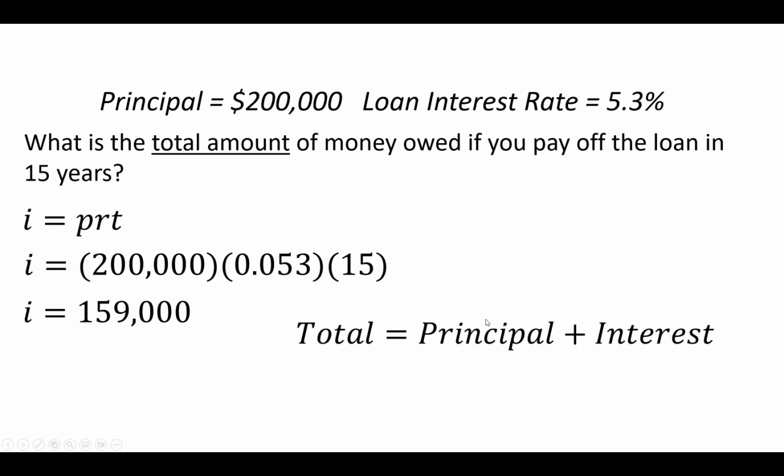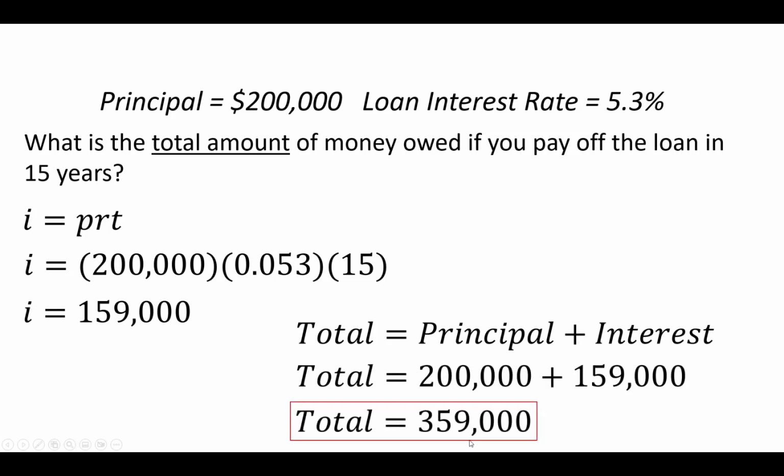Then you're going to add your principal plus your interest. So you get this, and it's a big amount of money. It costs a lot to borrow $200,000. You have to actually pay back $359,000. We're going to do a few more here.